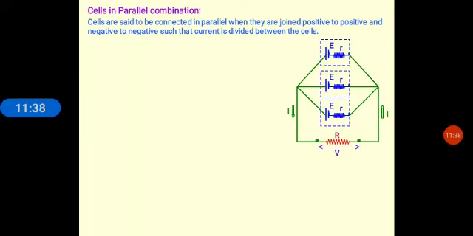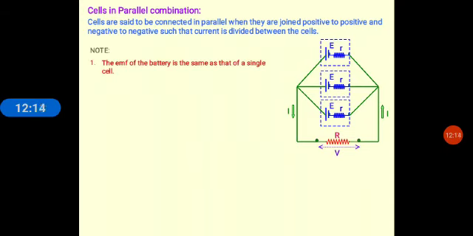Here we consider three identical cells having EMF E and internal resistance r connected in parallel such that the positive terminal of each cell is connected at a single point while the negative terminal of each cell is connected at a single point. Let R be the external resistance connected across the combination and I be the current flowing through the combination.